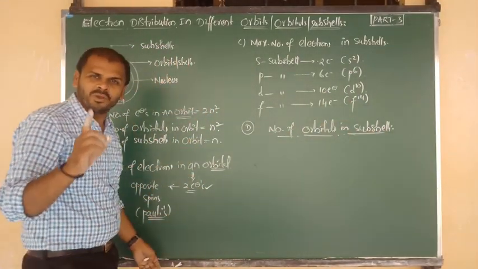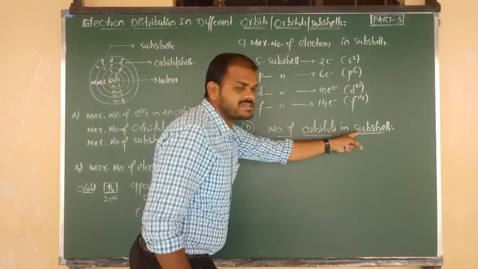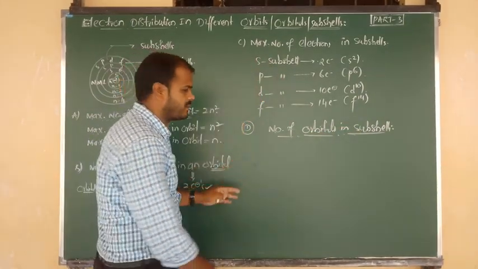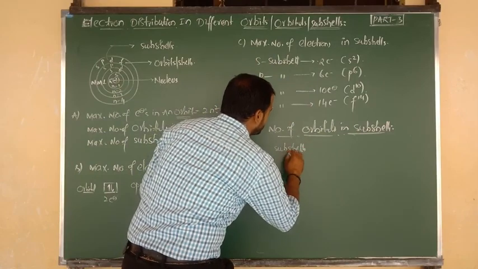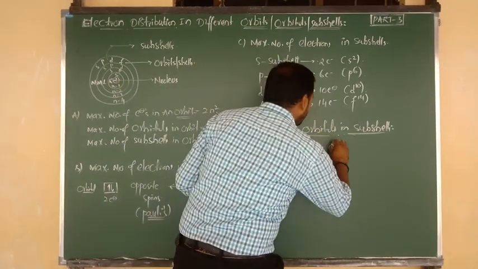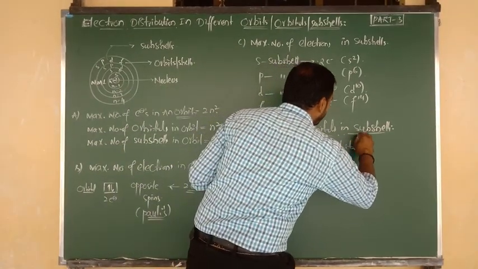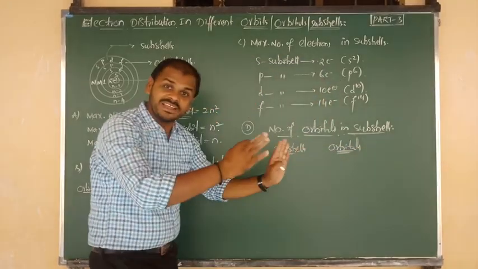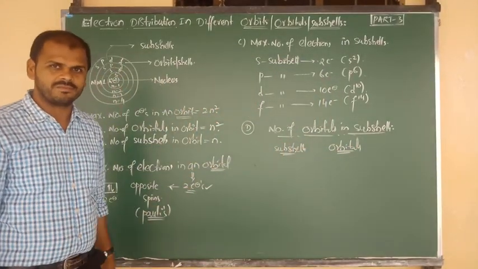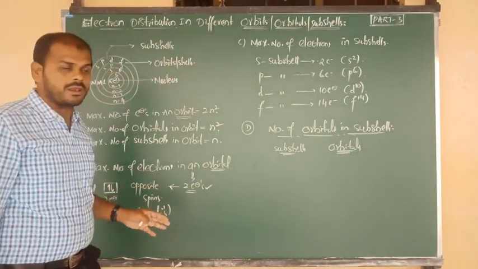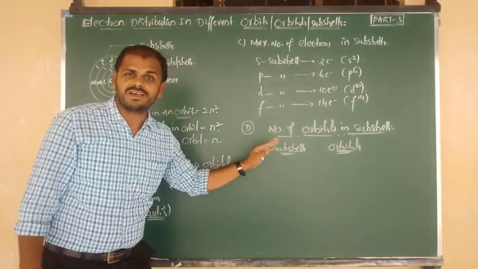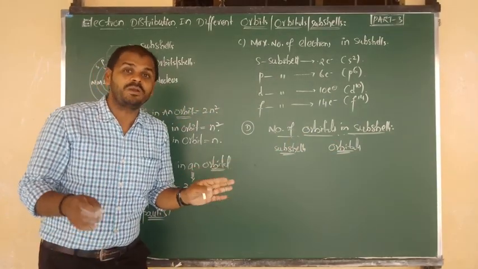First of all, I am going to take the first subshell, the S subshell. Here I am going to write the subshells on one side, and on the other side the respective orbitals in each subshell. Now you will get the differences between subshell and orbital. Generally, most people think that orbit is shell and orbitals are subshells. No, there is a gap.